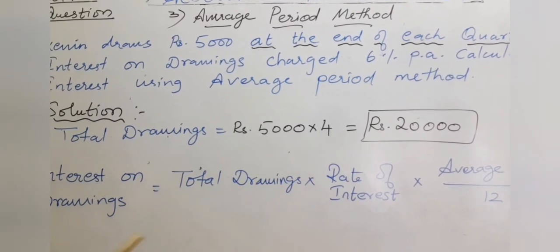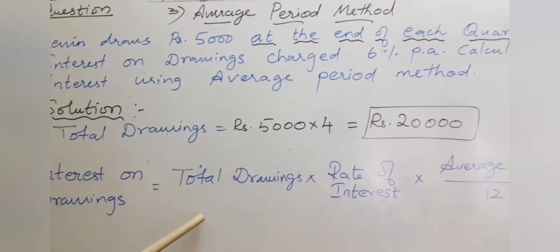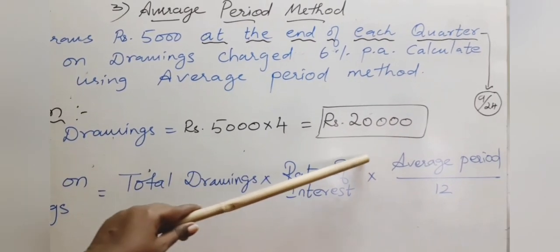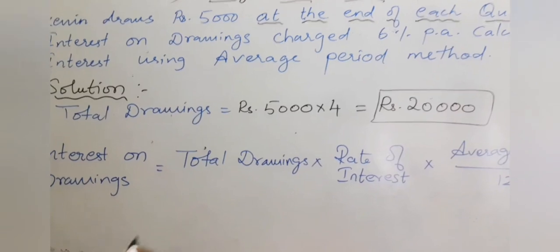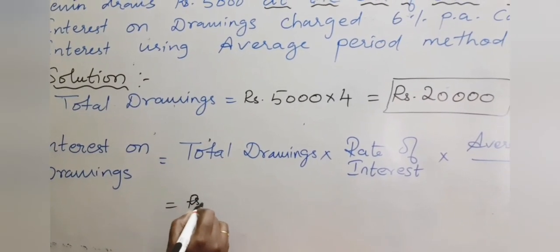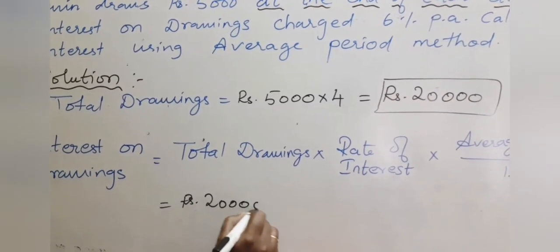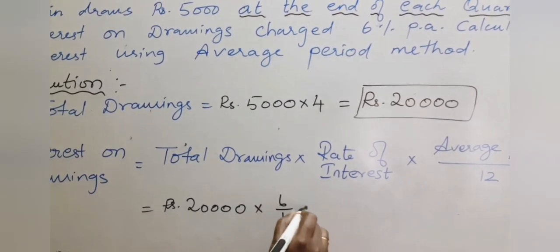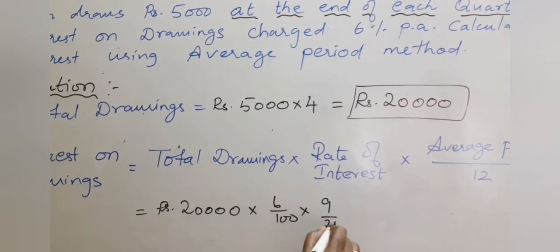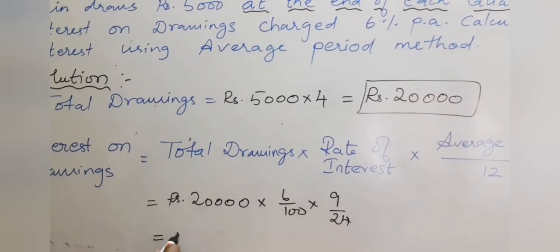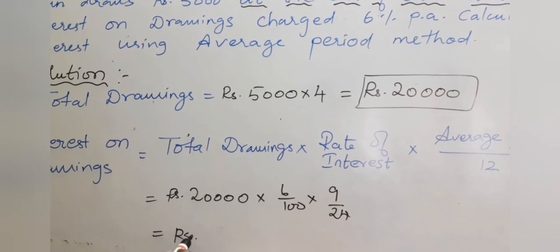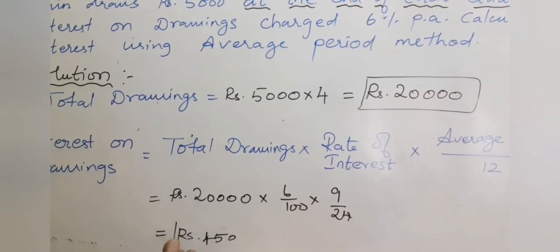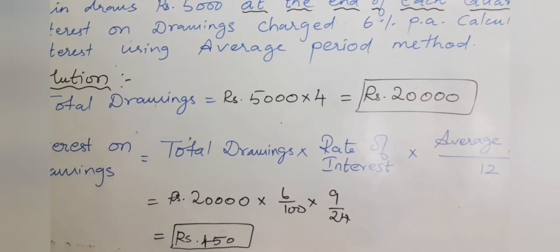You got me students? Apply the formula here. Interest on drawing, total drawing into rate of interest into average period. You want to substitute that average period here. So the amount will be rupees 20,000 into rate of interest 6 by 100 into average period 9 by 24. You got me students? So you get an amount of rupees 450. This is your interest on drawings. Hope you understood this sum.